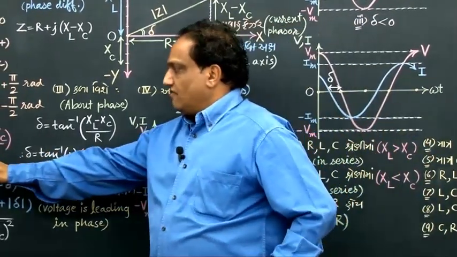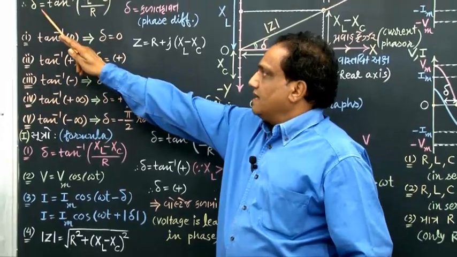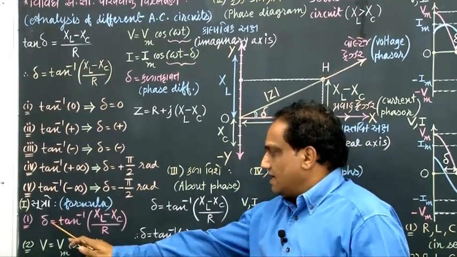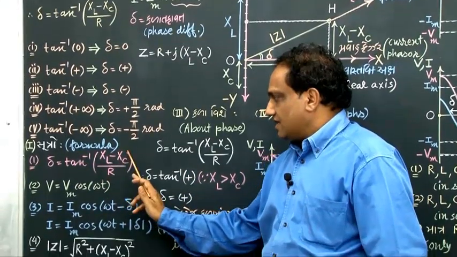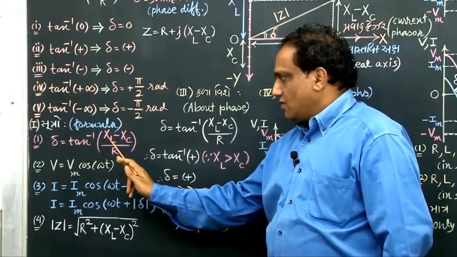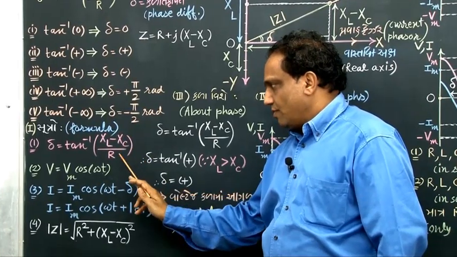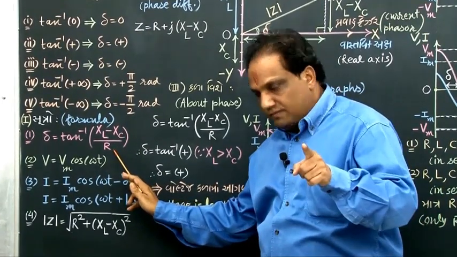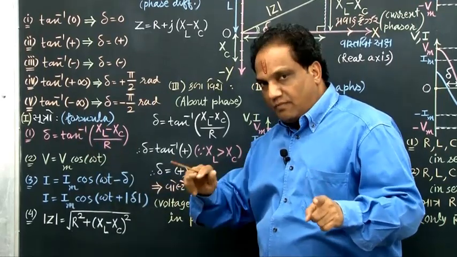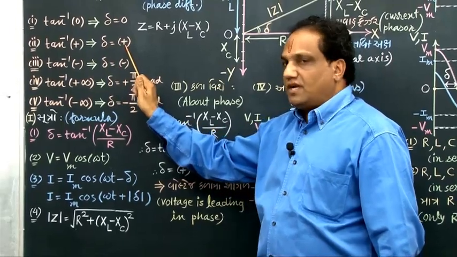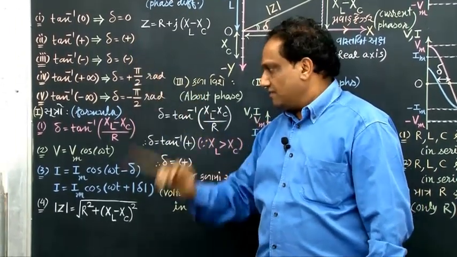First of all, recall the formula of delta. Delta is tan inverse of (XL minus XC) upon R. Right now XL is greater than XC, so this part is positive. Positive upon positive, it will be a positive number. Tan inverse of a positive number, then delta will be positive.